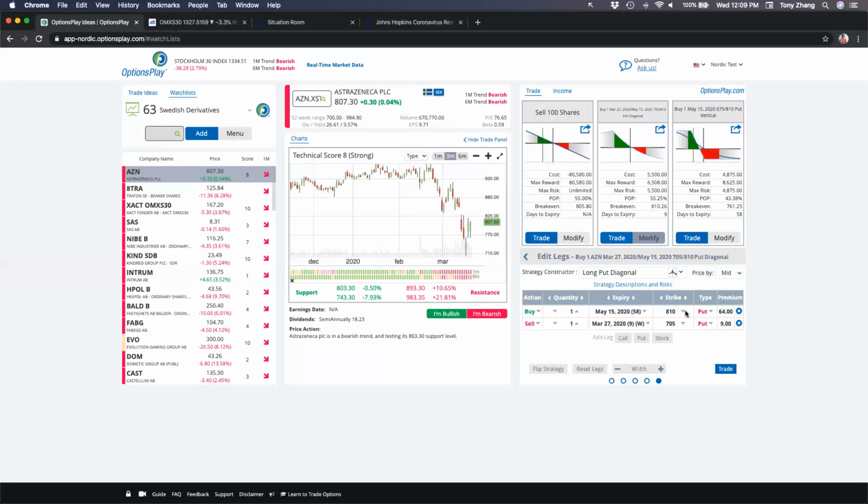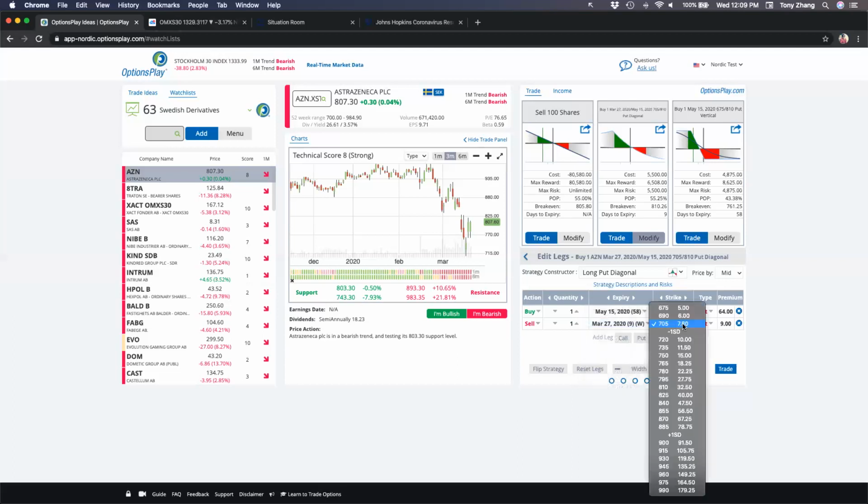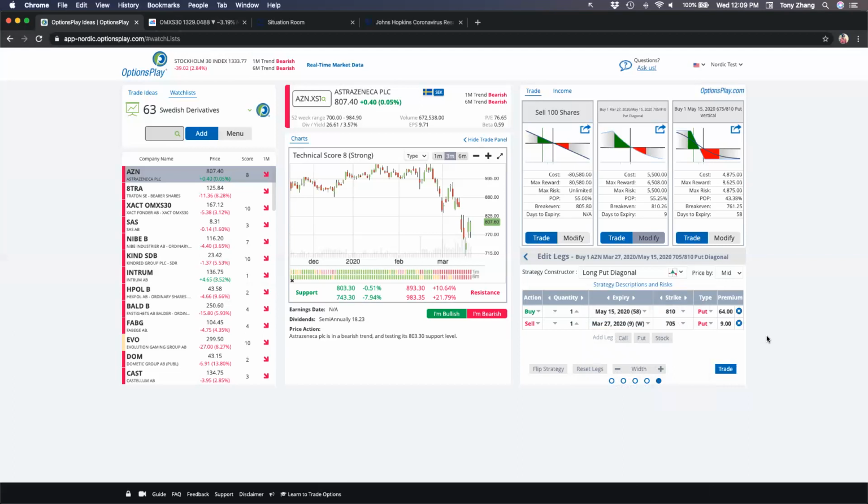So when you're buying, you always want to buy at the money options that expire at least 30 days or more. So in this particular case, I'm buying a 58-day option. I'm buying an at the money put because I'm bearish. And then what I want to do is I always want to sell a very short term, in this particular case, 9-day option that is out of the money here. That's why I'm selling that 705 put option. So that is the way to position yourself in this particular market.